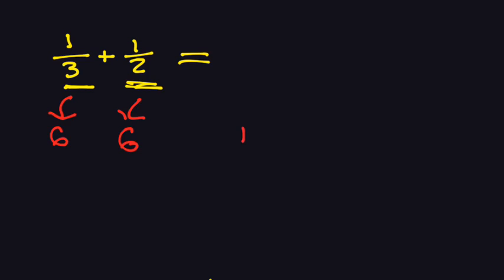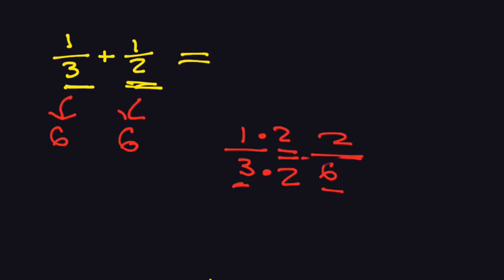So first let's set 1/3 equal to a mysterious fraction that has a denominator of 6. Now how do we get from 3 to 6? We multiply 3 by 2. And whatever we do to the bottom, we're going to do to the top. So 3 times 2 is equal to 6, and 1 times 2 is equal to 2. So I know that 1/3 is equal to 2/6. So in this equation, I can set 1/3 equal to 2/6.